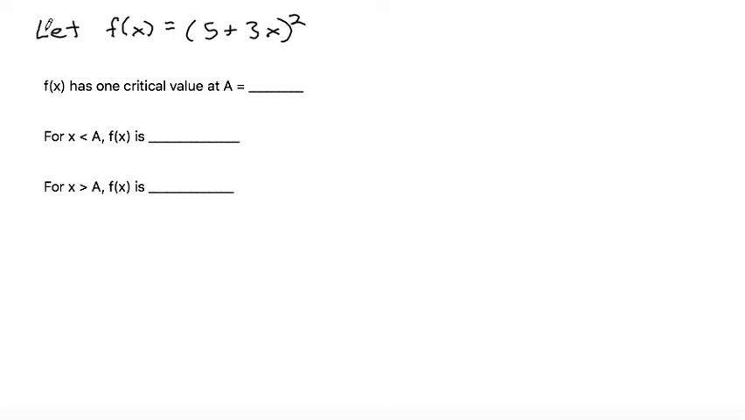So this problem says to let f of x equal (5 plus 3x) all squared, and f of x has one critical value at a equals blank. So the first thing that we're trying to find is the critical values, and it tells us that we only have one. In order to find the critical value, we need to first take the derivative.